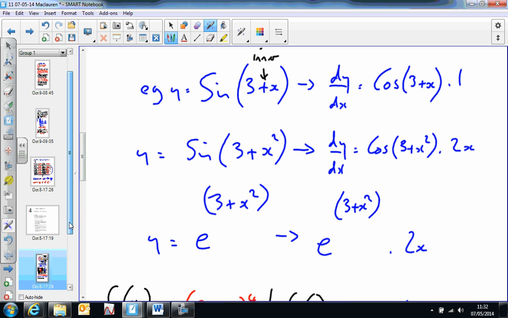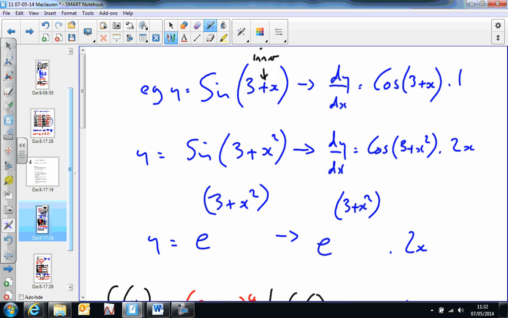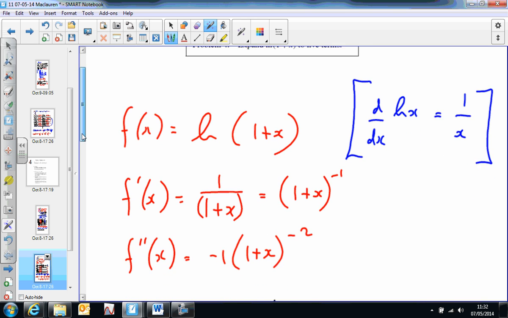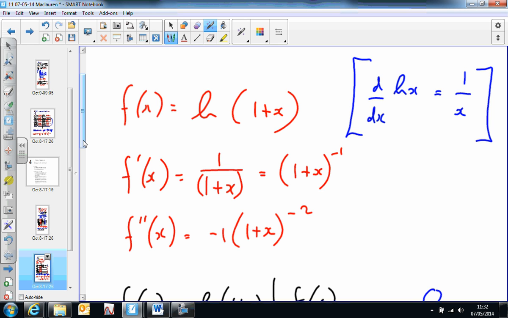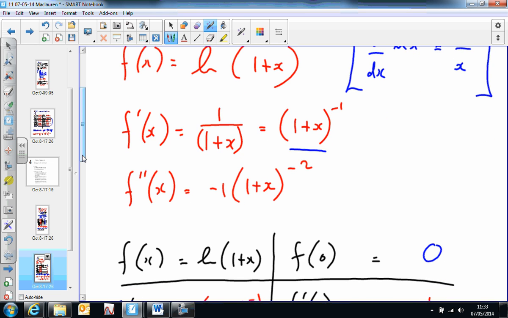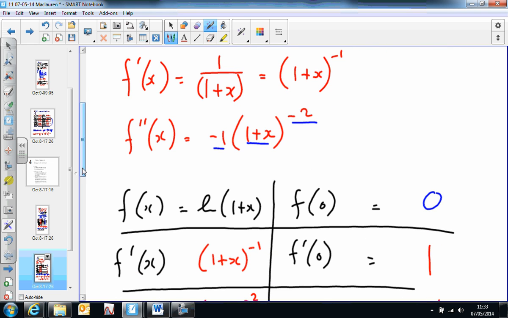Here's another example down here. So if we did this one, the differential of log x is 1 over x. So what's the differential of log of 1 plus x? It's 1 over 1 plus x, which I can rewrite as 1 plus x to the minus 1. And then the second differential is the differential of that, which is minus 1 times 1 plus x to the minus 2. The differential of that will be minus 2 times minus 1, which is plus 2, times 1 plus x to the minus 3, and so on.